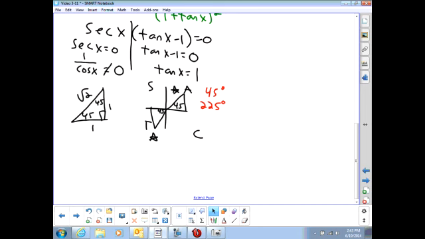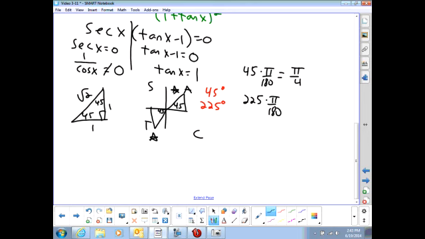But we can't do this in degrees. We need it in radians because all of our trig functions are in radians. So 45 times pi over 180, that'll end up giving us pi over 4. And 225 times pi over 180. When you multiply, you want whatever you're going to be in the numerator. We're going to radians, so we want the pi in the numerator. This will end up giving us 5 pi over 4.